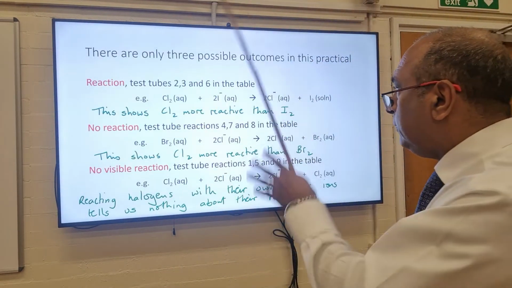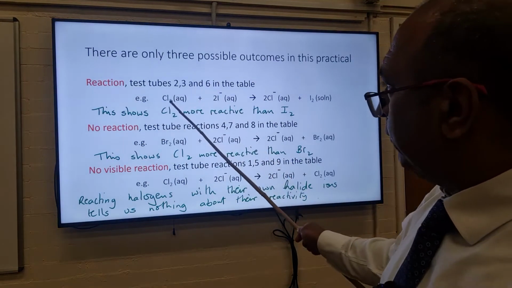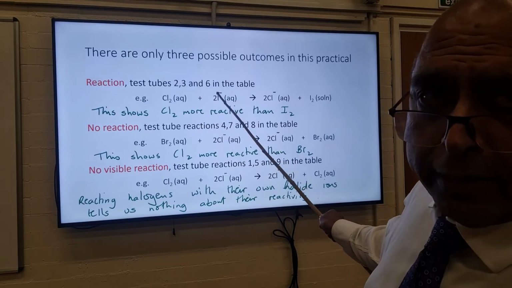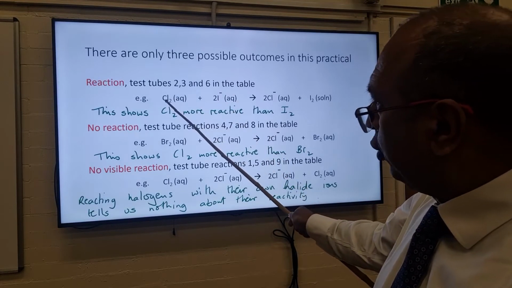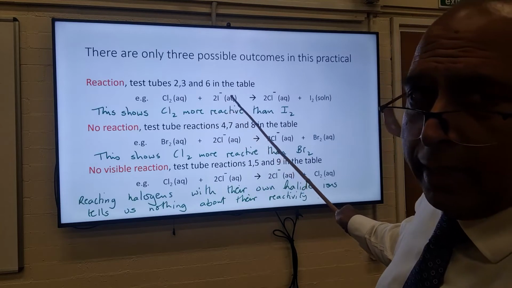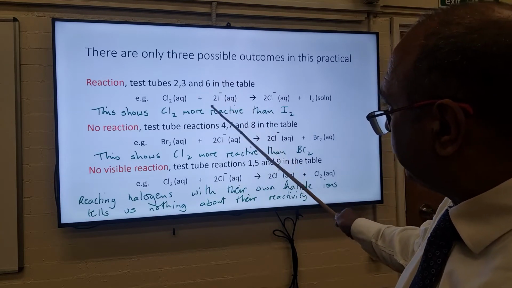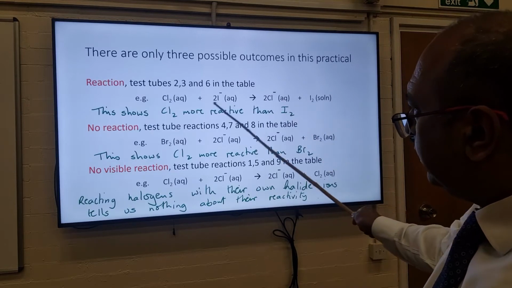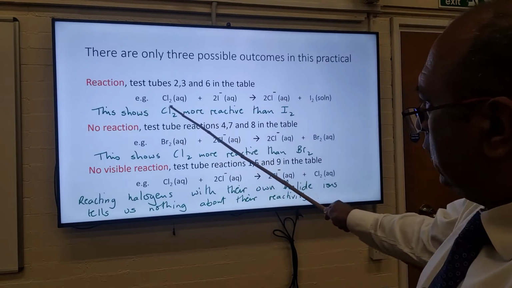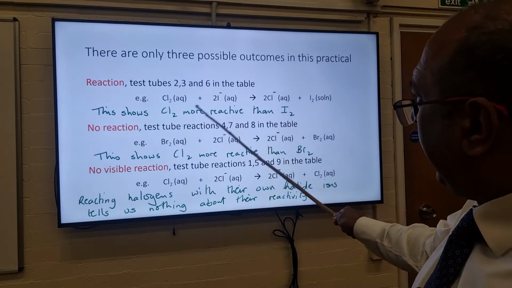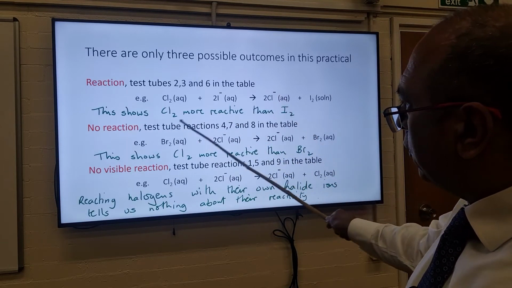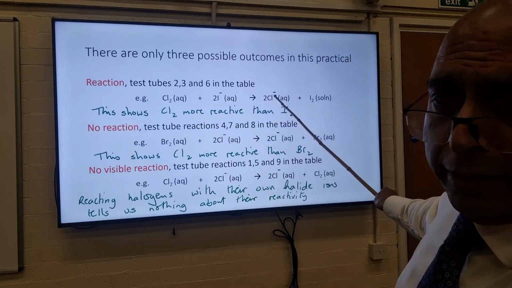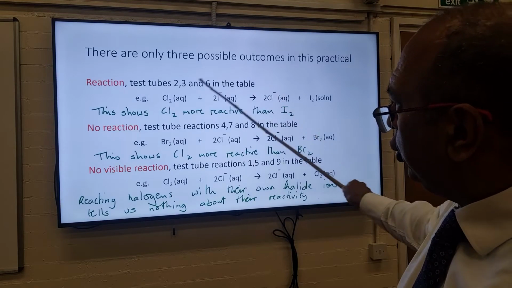So, where we get a reaction, chlorine will react with potassium iodide. And chlorine will react with iodide ions, because they're the halide ions, making chloride ions and iodine. And the more reactive halogen ends up as the ions. So this shows you that chlorine ends up as chloride ions and therefore is more reactive. You see a reaction there.